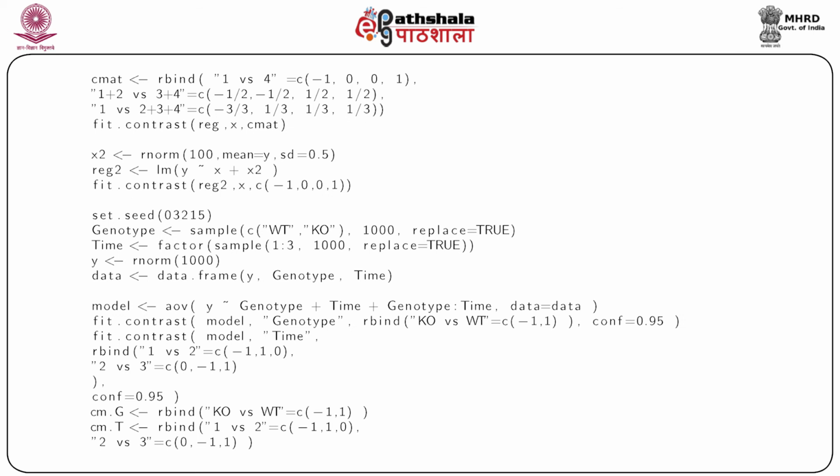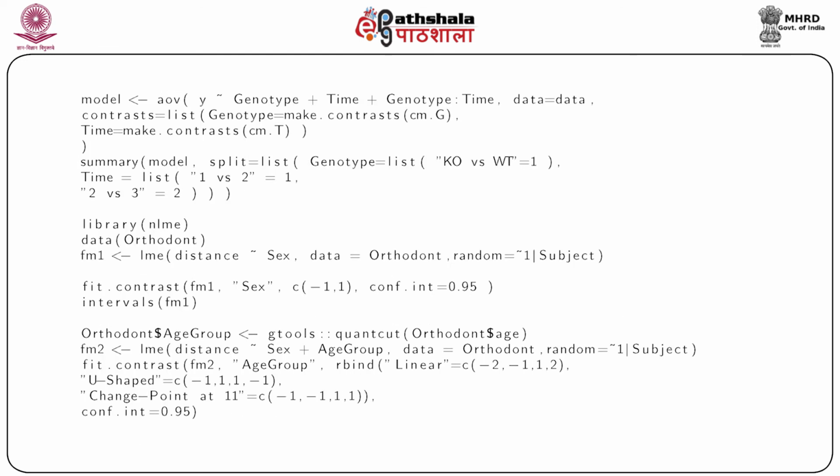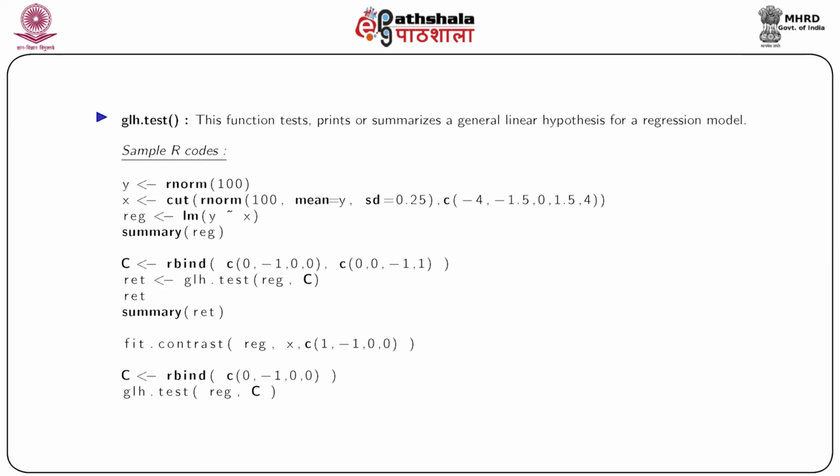So here there are some more examples. If the reader is interested, they can copy these codes and run them in R, and once you get the results, you should be able to interpret the results from the fit.contrast function. It's easy to define a contrast by just defining the coefficients, keeping in mind that the sum of the coefficients has to be 0, and accordingly R will perform the testing of the coefficients.